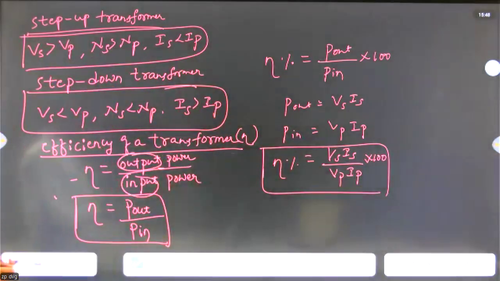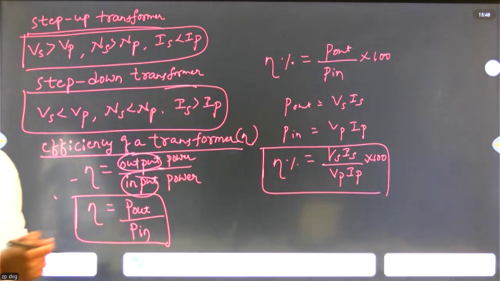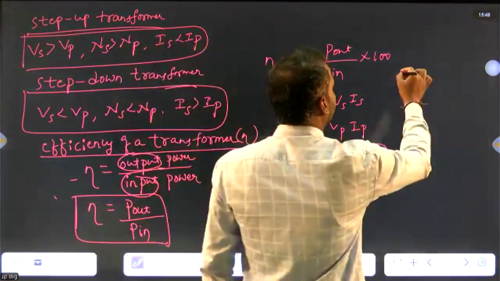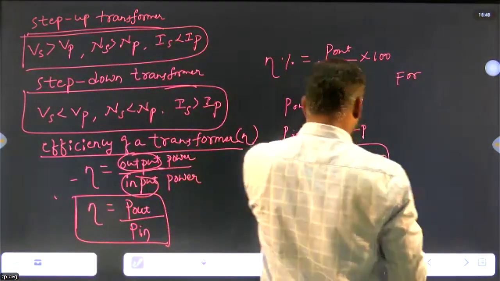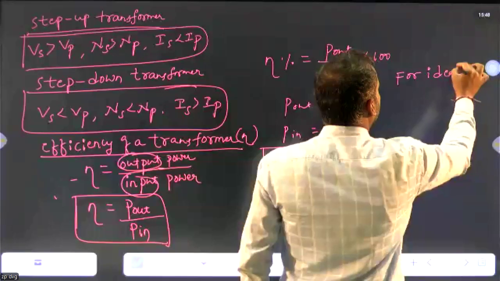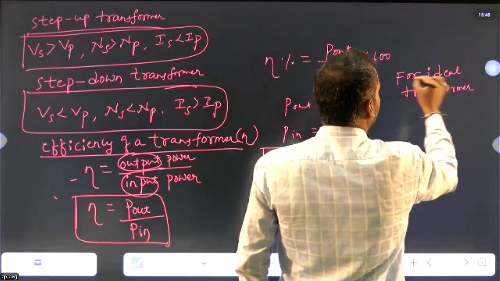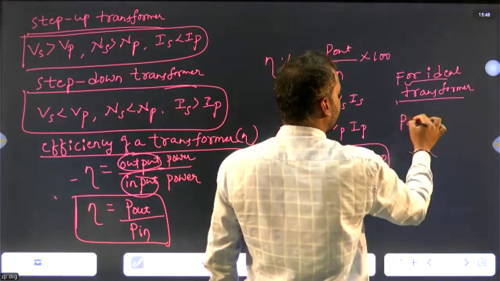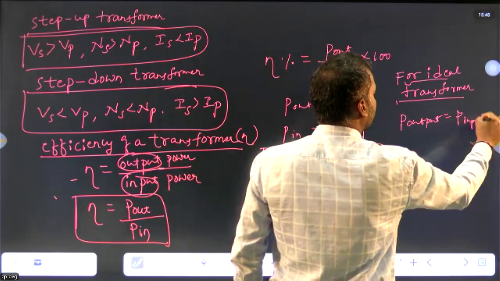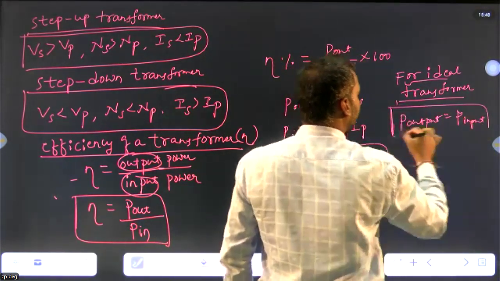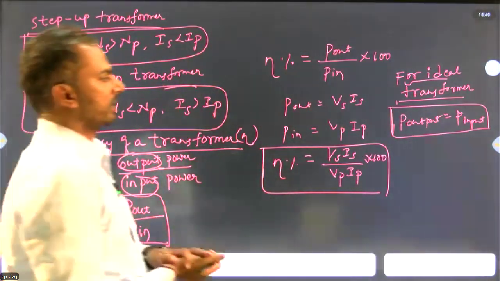For an ideal transformer, there is no loss of energy. If the transformer is assumed to be 100% efficient, an ideal transformer, power output is equal to power input. Output power is equal to input power. Power across the secondary coil is equal to power across the primary coil.